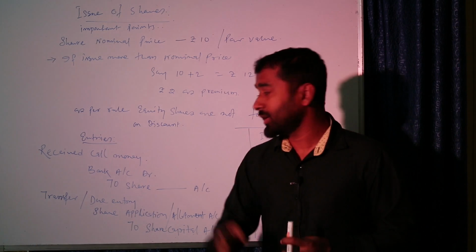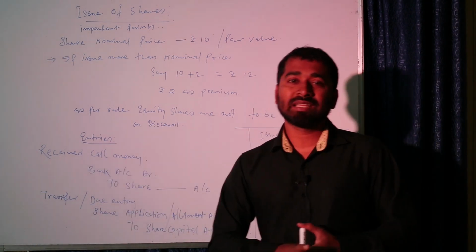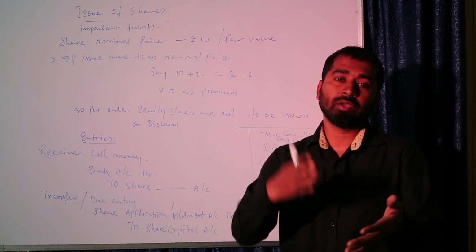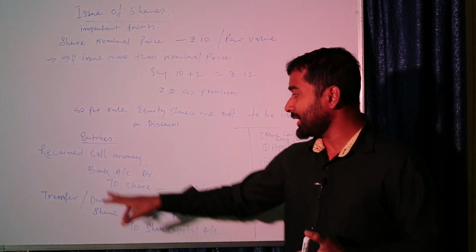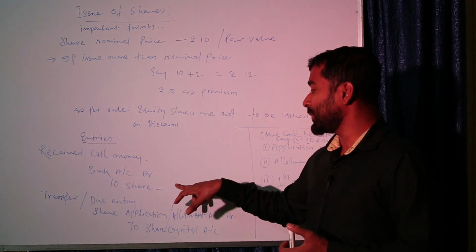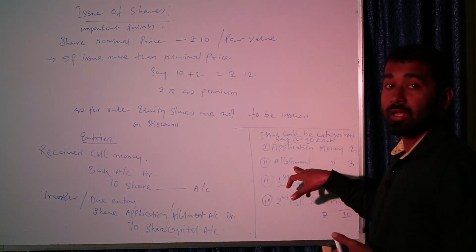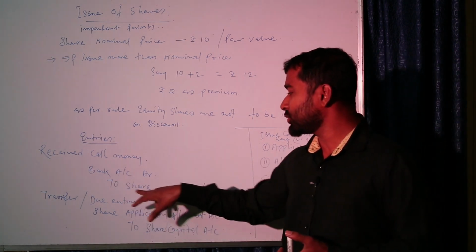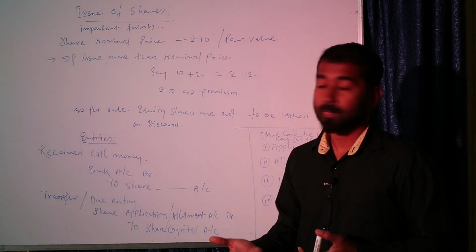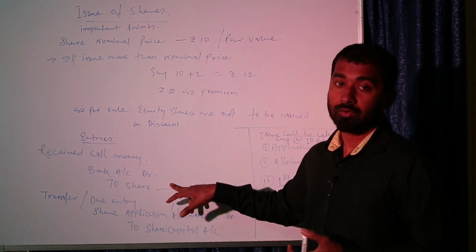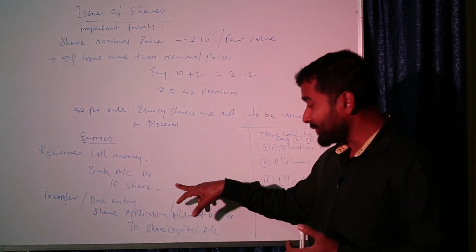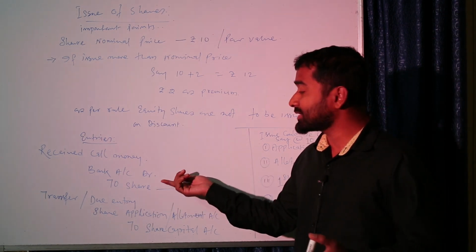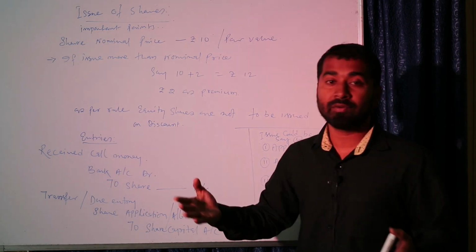Now come to the entry. When you are receiving money, bank or cash, you write bank account debit. So bank account debit to share application, it could be allotment, first call, or second call. Bank account debit to share application account, bank account debit to share allotment account, bank account debit to share first call, bank account debit to share second and final call. This entry is common everywhere.